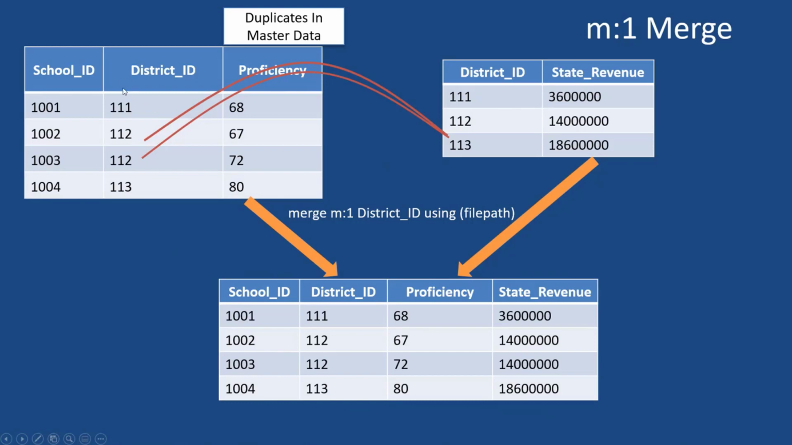Basically, you're telling Stata with this merge many to one command: okay, district 111, I'll go over here, find district 111 and copy $3.6 million over here. And that's what it did down here. Then, district 112, go back over here, look for district 112, $14 million is what's there, copy that over so that school 1002 in district 112 has 67% proficiency and the district gets $14 million from the state. Here's another instance of district 112. Go back to the same place, copy this $14 million value over, which is what it's doing down here in the bottom.